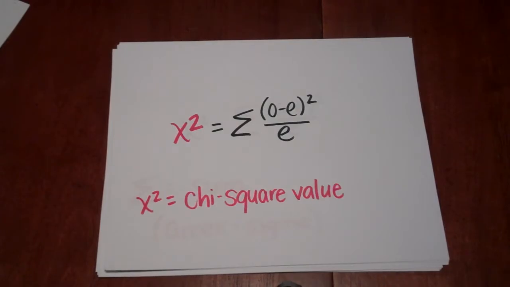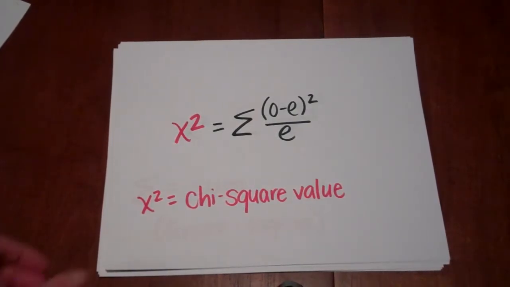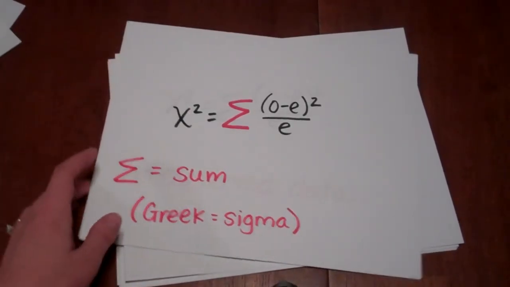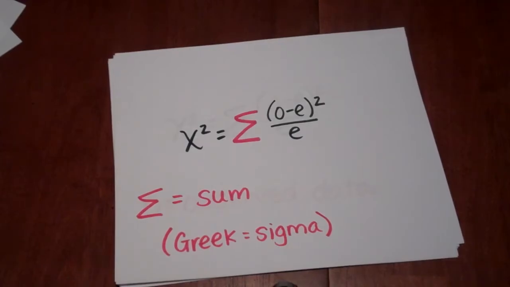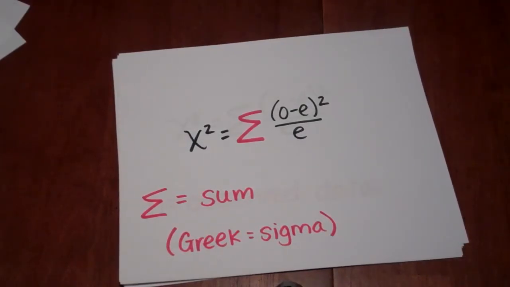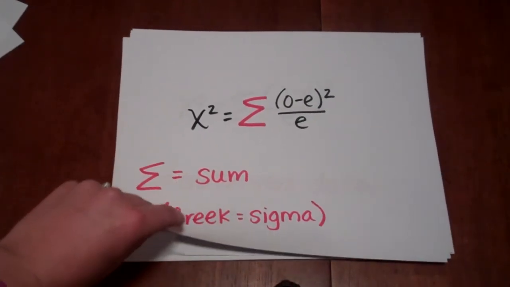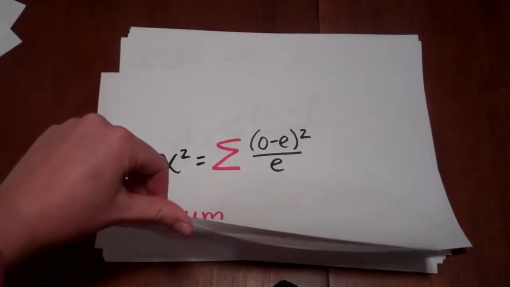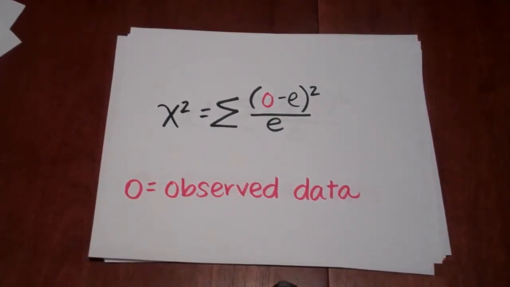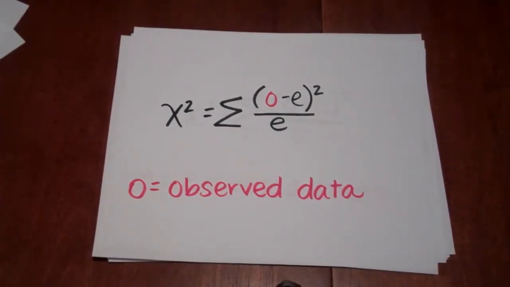The first thing that you need to figure out is what all these variables mean. The first one stands for chi-squared. The next symbol, which looks like a big capital E, is the Greek letter sigma. It means sum. The O stands for the data that you collect. We call that observed data, hence the O.